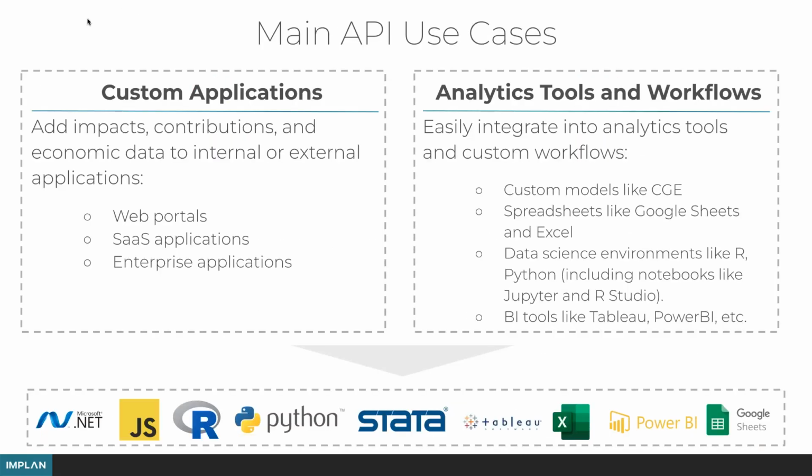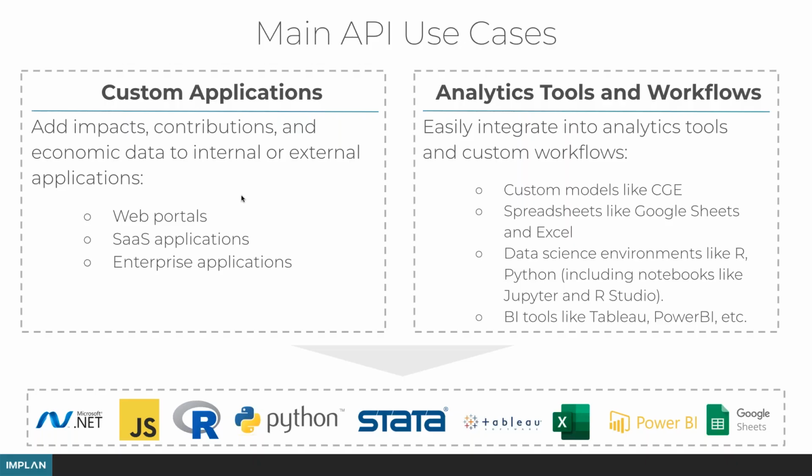So far, we've seen two main customer use cases for the API. First is custom applications. This basically adds impact analysis or contribution analysis, as well as the underlying data to both internal and external applications. And these can be things like web portals, software as a service applications, internal enterprise applications, pretty much anything that you can build. The other set of use cases revolves around support in analytics tools and workflow.